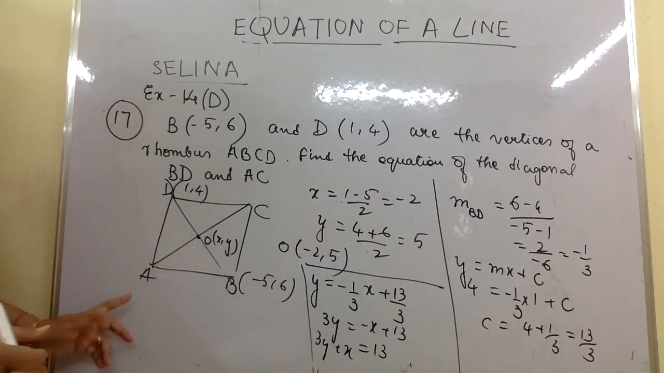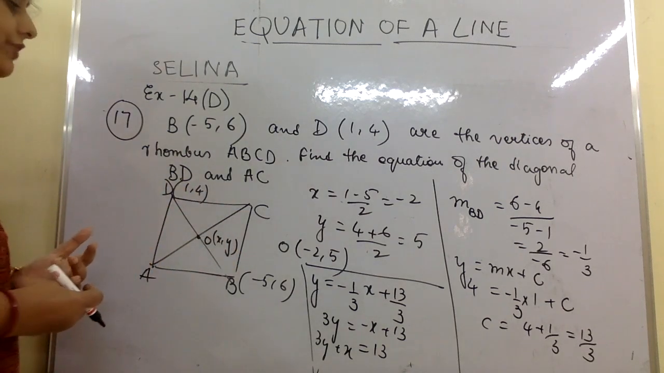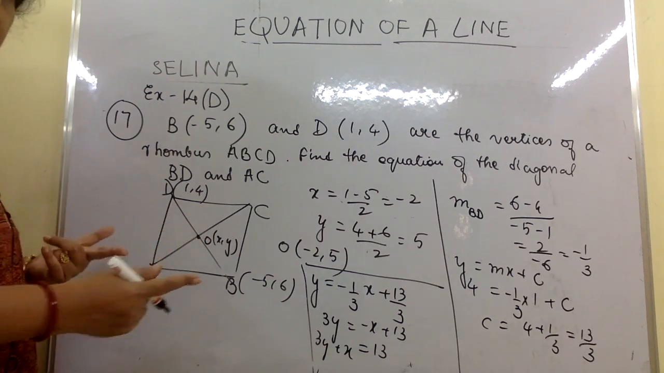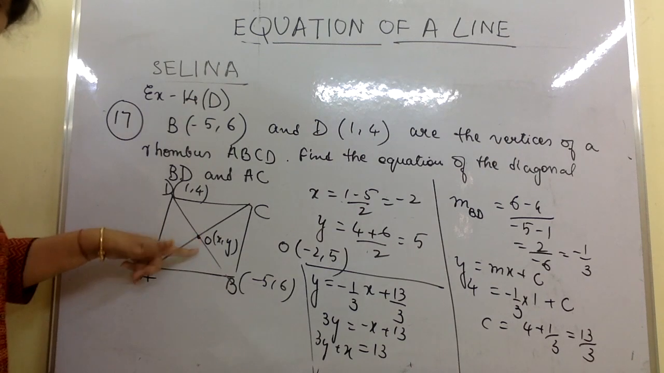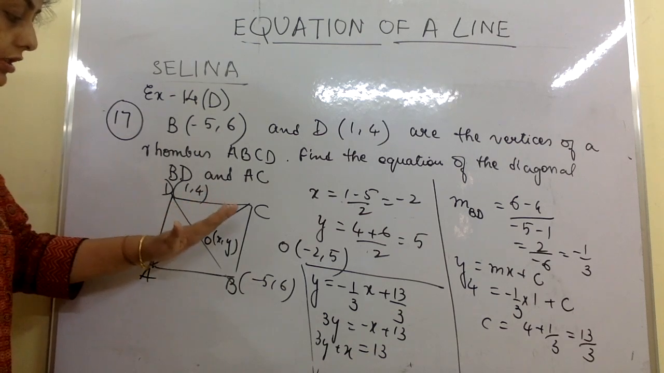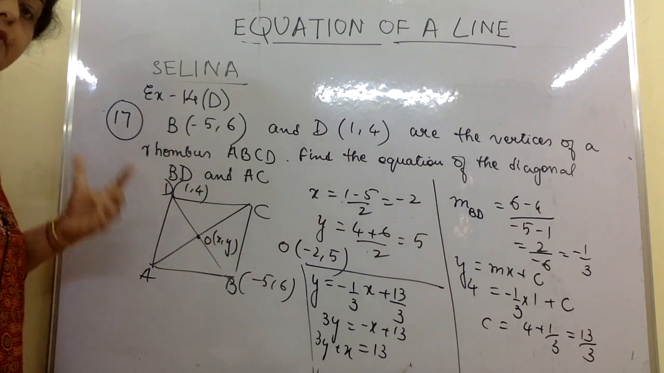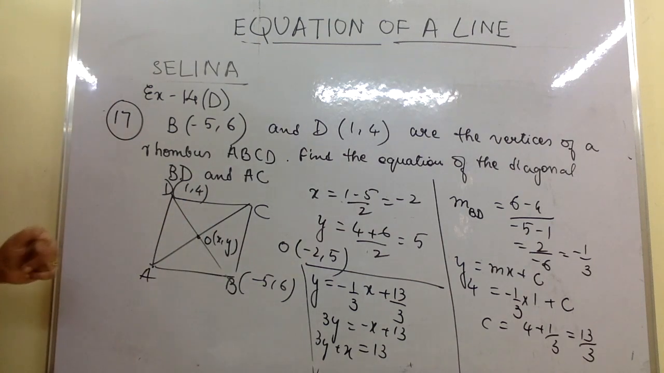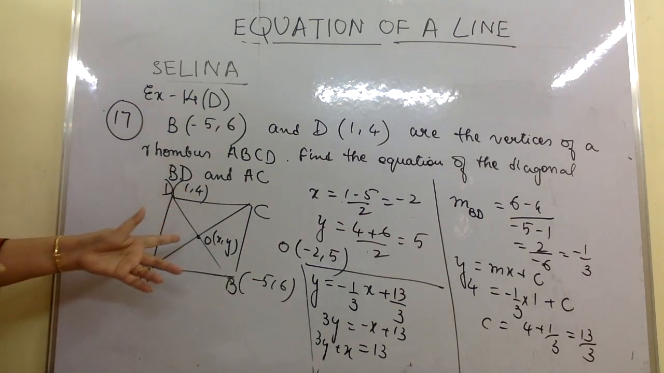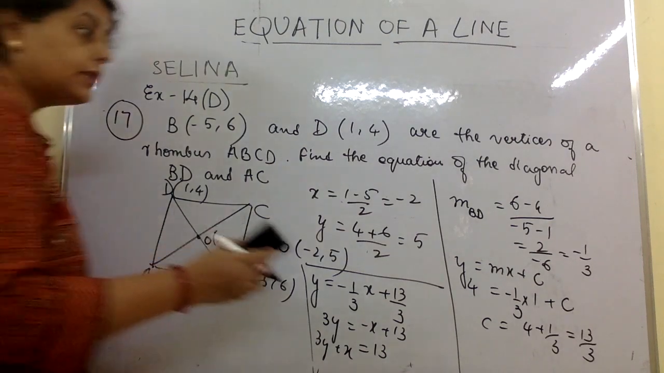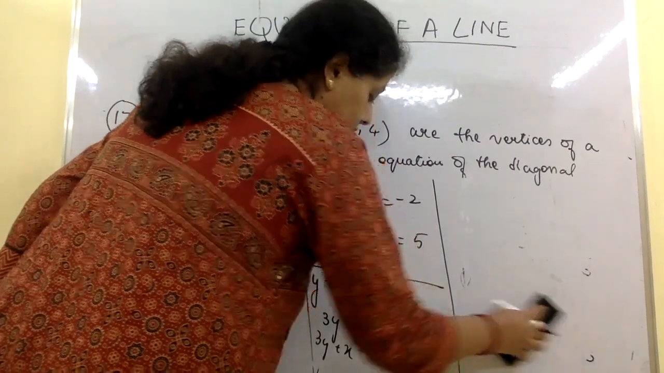Now I have to get the equation of AC also. First thing is to get the slope of AC. If we get the slope and we know this point O, which till now we didn't use, we know the coordinates of this point O and we know the slope of AC, then we can find c, and we can find the equation of AC. So first we will find the slope of AC. How much do you think the slope of AC will be?